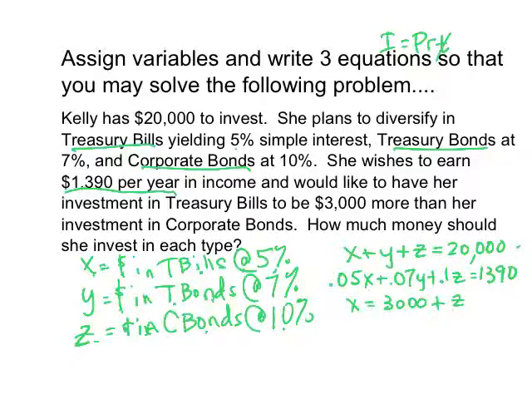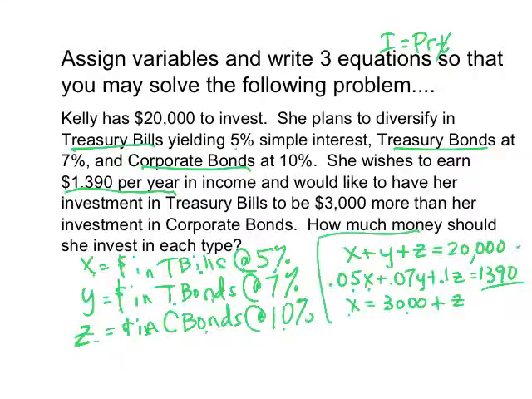So the principal's unknown, x, and the rate is 5%. Y, principal unknown, and the rate is 7%. And z, the amount is unknown, the rate is 10%, and that has to add up to $1,390 each year. And then the last thing, we just have a relationship between two of the variables. She wants her investment in treasury bills, X, to be $3,000 more than the investment in corporate bonds. So whatever corporate bonds is, she wants to invest $3,000 more in her treasury bills.